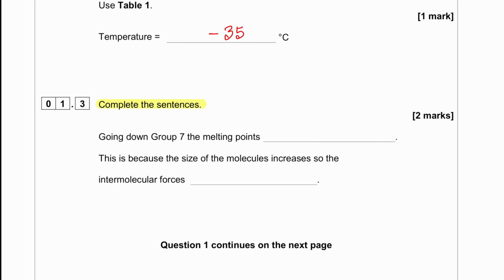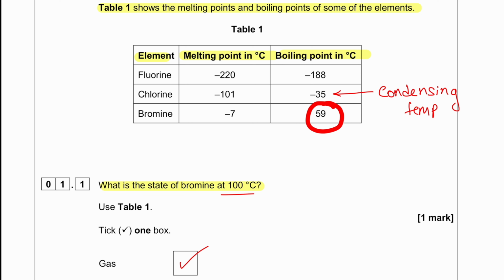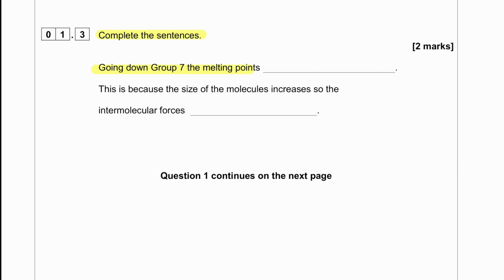1.3. Complete the sentences. Going down group 7, the melting point. Okay, so we can conclude from this table that from fluorine to bromine, the boiling point is increasing. So going down group 7, the melting point and the boiling point, both of them, increase. This is because the size of the molecule increases, so the intermolecular force. If the molecule size increases, the intermolecular force between the molecules will also increase.